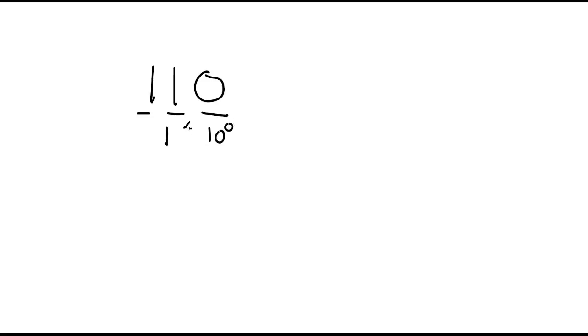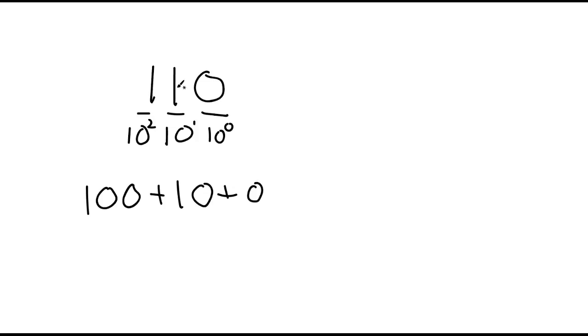Then we're going to have our tens place, 10 to the first power. Now 10 to the first power is 10. And now the 100ths place, which is 10 squared. So now you know that we can separate all these up. So what we could write this as is 100 plus 10 plus 0. So that's taking each number and putting the respective amount of zeros behind it.